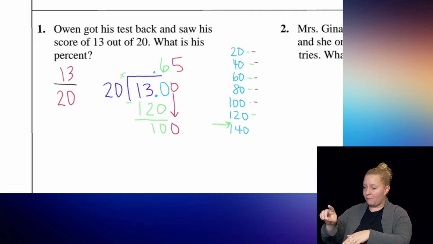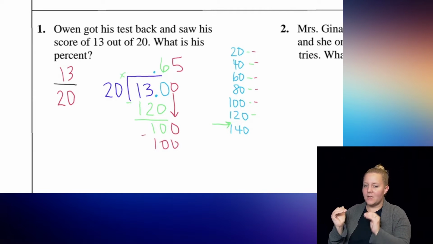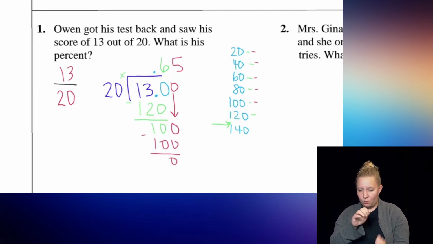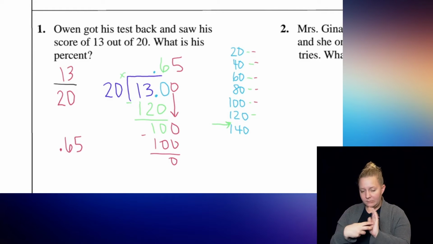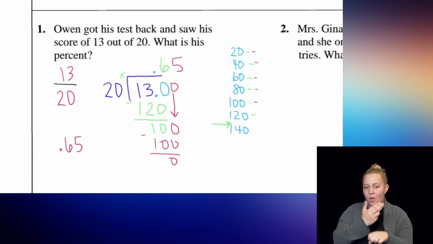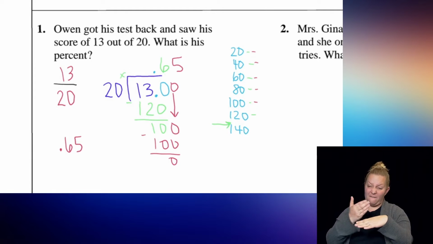So 5 times 20 does in fact give us this 100 with 0 remaining. So therefore, this as a decimal is 0.65. And all I did there was essentially what happens in our calculator when we take 13 divided by 20. When I say take the top number divided by the bottom number, or the numerator divided by the denominator, you would get 0.65.